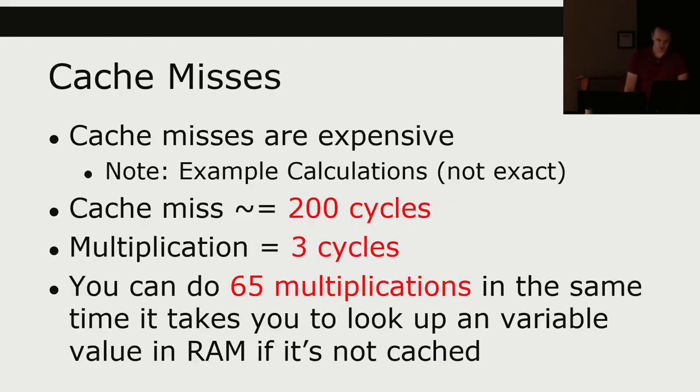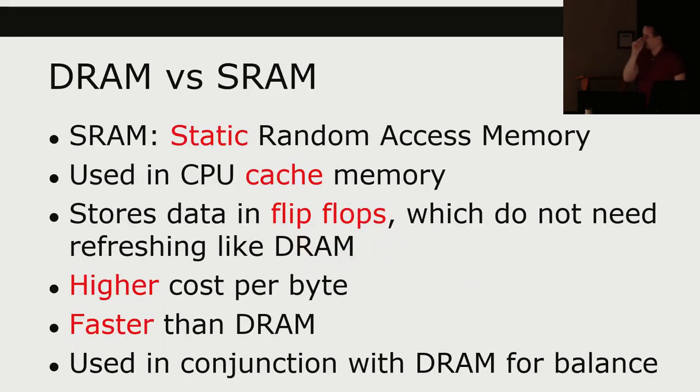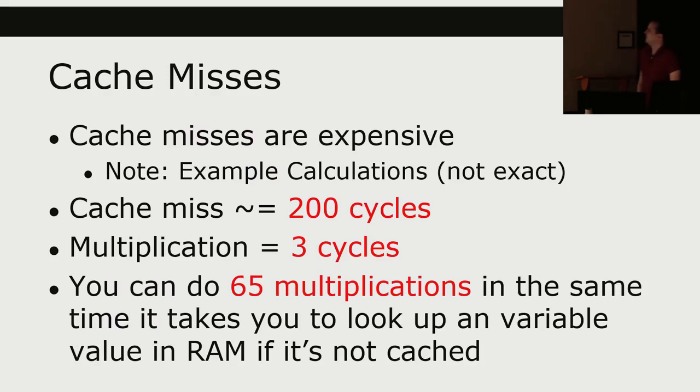But it is used in conjunction with DRAM for a balance, because we could not have a modern computer which operated solely on static RAM. If this ever existed, maybe it's in some military technology where the whole thing is static RAM to be as fast as physically possible, but certainly not on any commercially available machines. So a cache miss, they're very expensive.